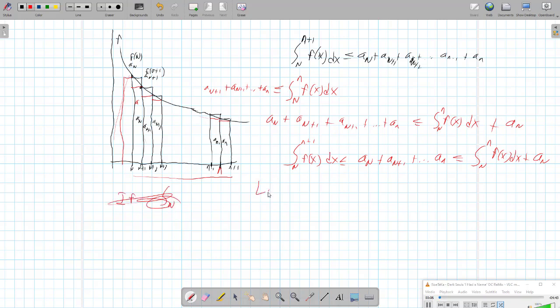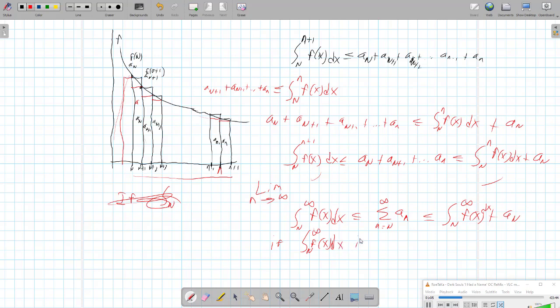Well, that means then we can take the limit as little n goes to infinity of all three, and that means we have the integral from N to infinity of f of x dx less than or equal to the series from n equal capital N to infinity of a sub n, less than or equal to the integral from capital N to infinity of f of x dx plus, forgot the dx, plus a sub n.